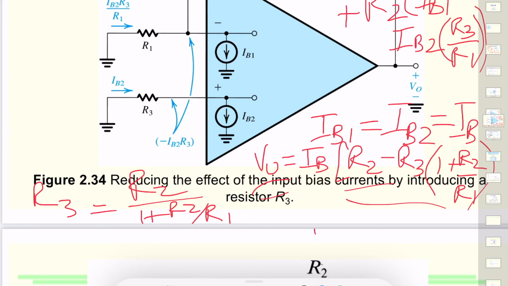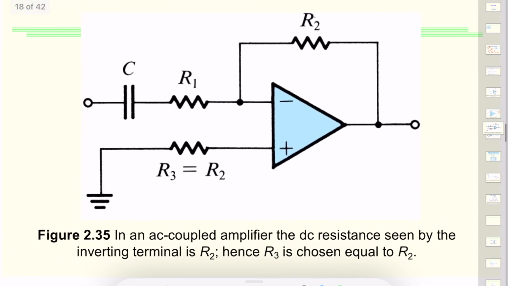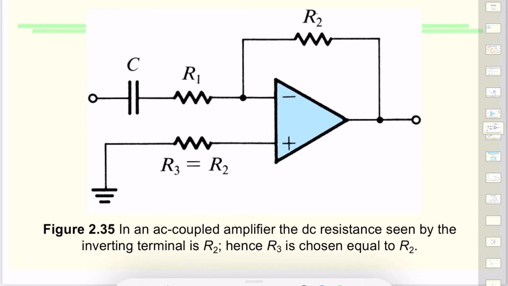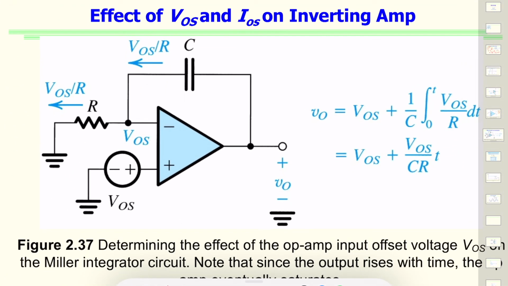So continuing on this idea of what we can do, this is showing that we can figure out what the resistances should be to take care of those signals. How would that affect the offset voltage and offset current on the inverting amp? So what is their effect on the actual circuit that we make?